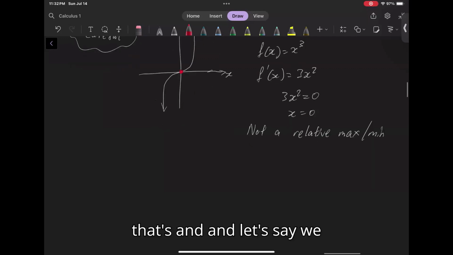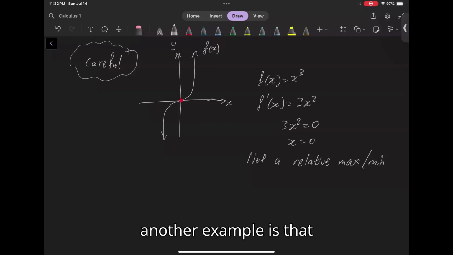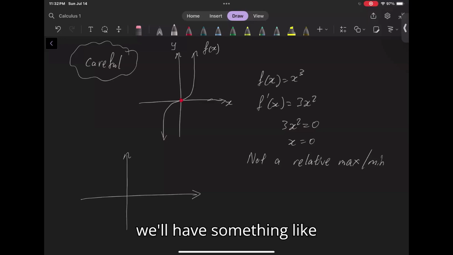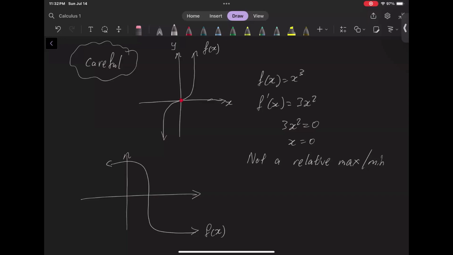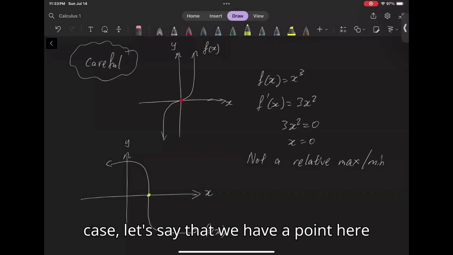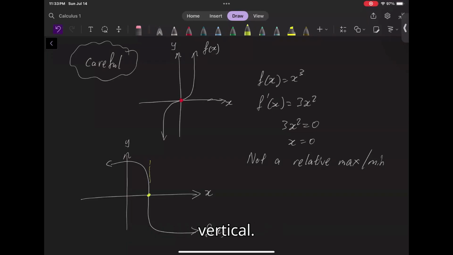Another example is that we have something like this as a function of x and y. In this case, let's say we have a point here where there is a vertical tangent line.